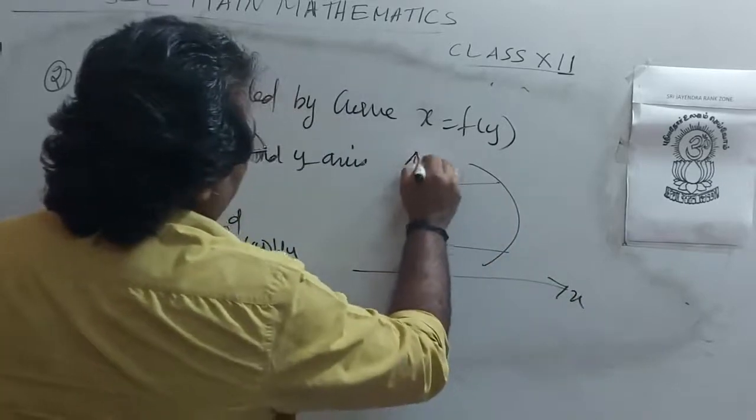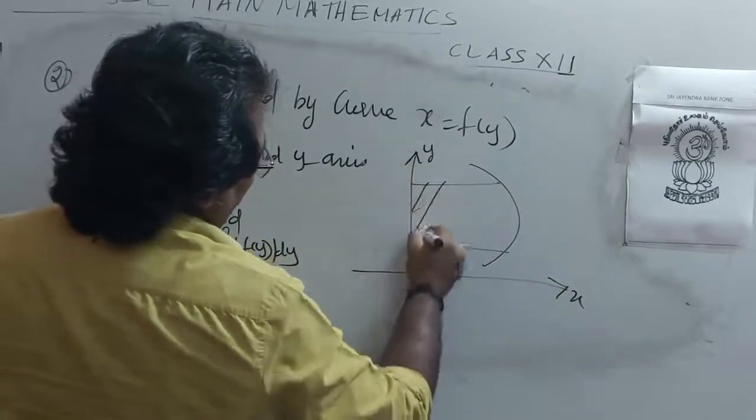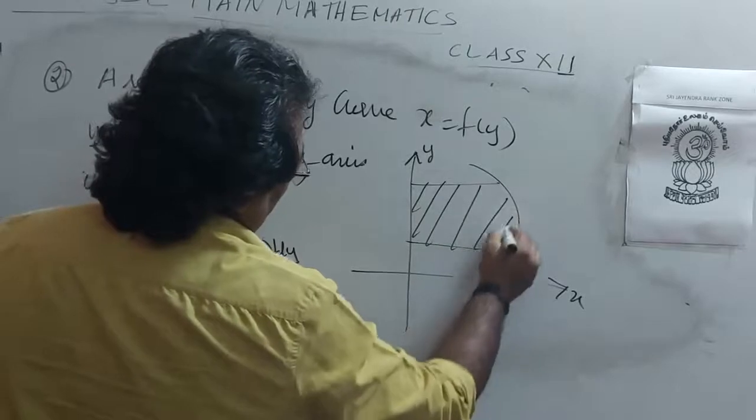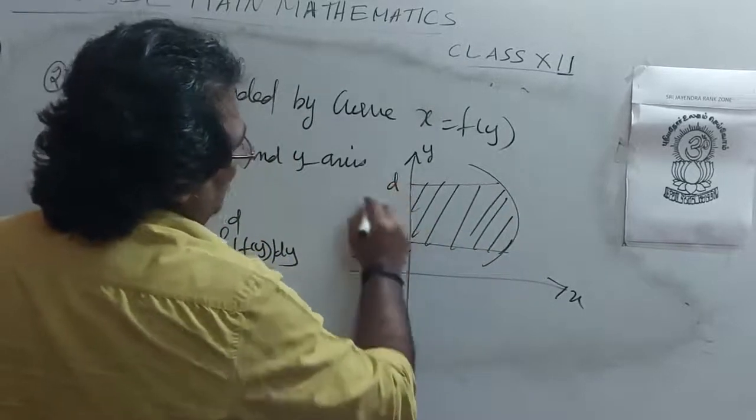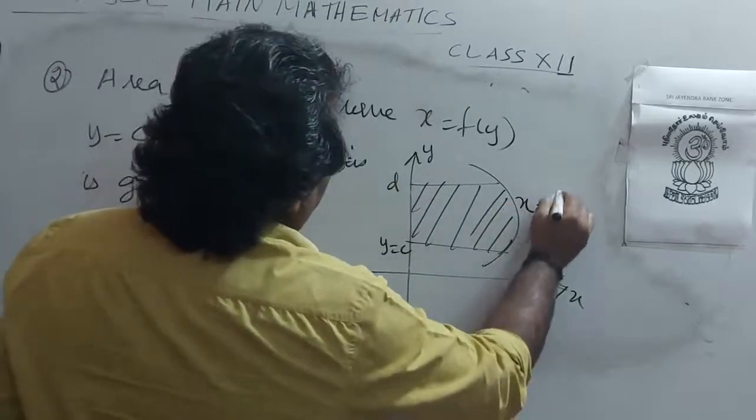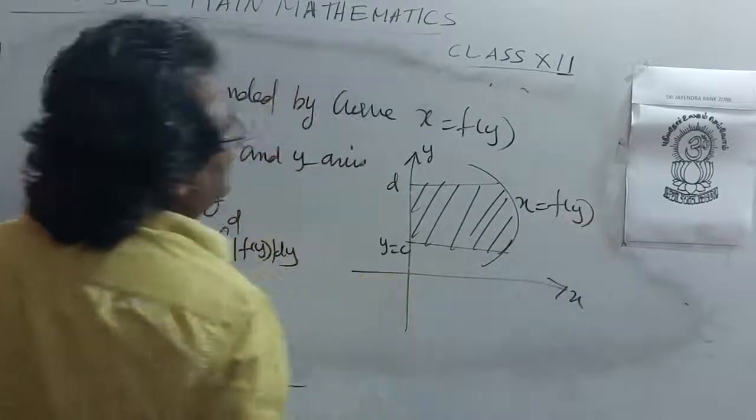Here we have the x-axis, y-axis, and this is y equal to c, y equal to d, x equal to f of y.